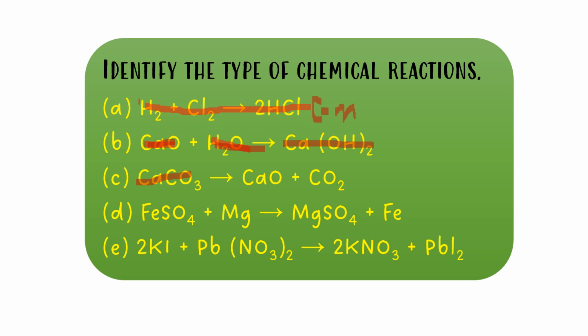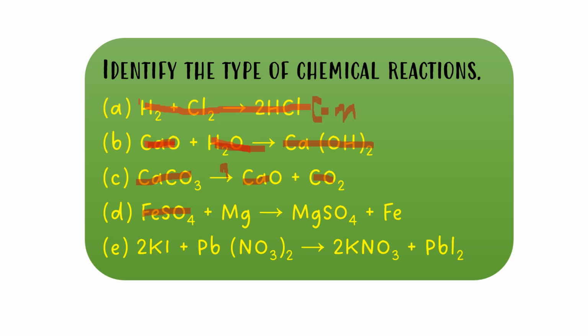Next is calcium carbonate, that is CaCO3. When it is heated, it releases calcium oxide and carbon dioxide. So this is an example of decomposition reaction, that too thermal decomposition reaction. It is also an endothermic reaction because heat is being absorbed in that reaction.